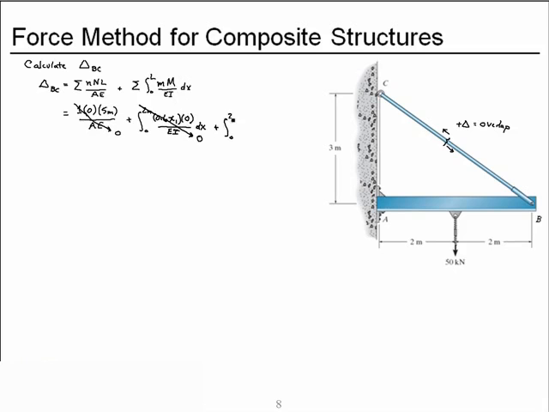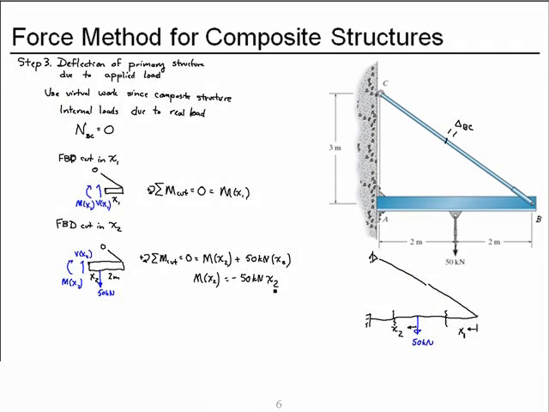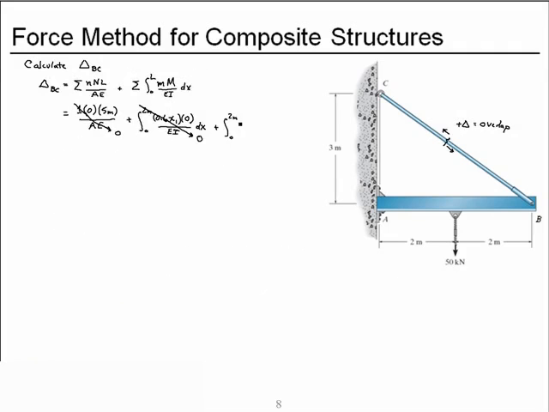And to which we add the integral over X2. Our virtual moment is given here, and our real moment is minus 50 kilonewtons times X2. So we have 0.6 X2 plus 1.2 meters times minus 50 kilonewtons X2 integrated with respect to X2, all over EI, and the moment of inertia is for the beam AB. Well, that last term is not going to be 0.